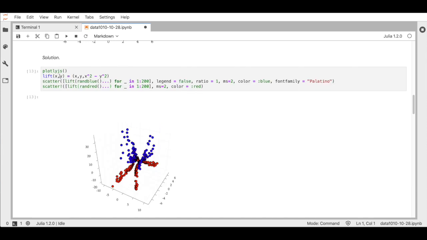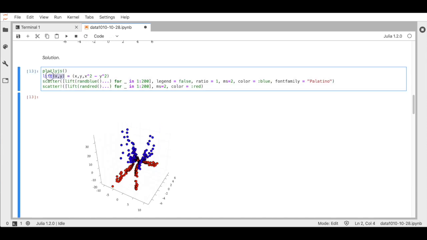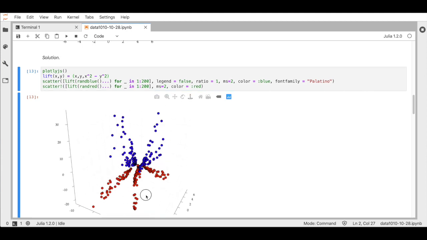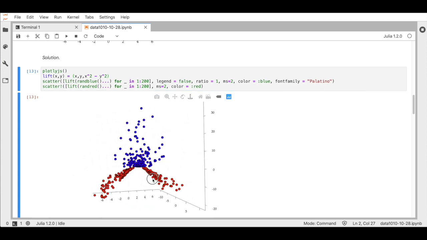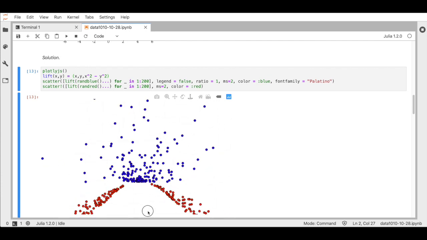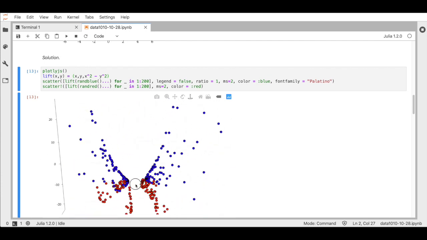One way to think about what's going on is to lift these points using the map into a three-dimensional space. So for a given ordered pair (x, y), let's look at the point in R3, (x, y, x squared minus y squared). And what we see is that the points are actually linearly separated in this space. If we angle our view just so and zoom in, we can see that there's a horizontal plane in this picture that separates the red from the blue.